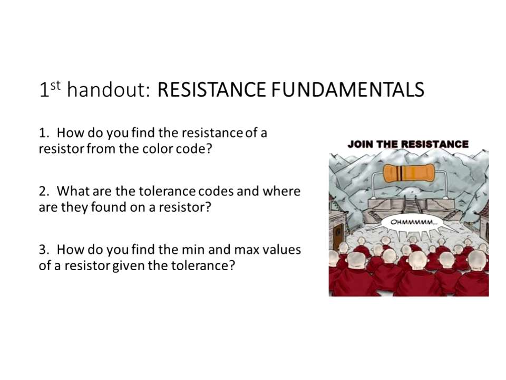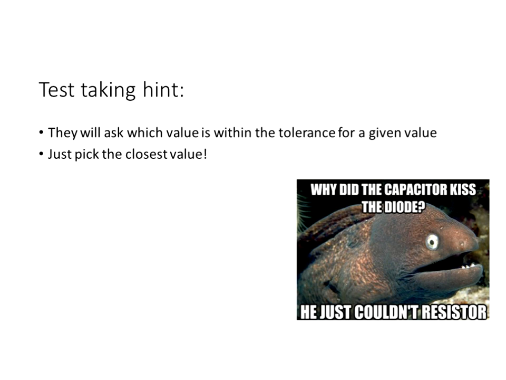Now, how do you find the minimum and maximum value of that resistor given the tolerance? Well, you take the resistor value and you multiply it by the tolerance in percent, and the percent will be in decimal form, and you add it and you subtract it from the resistor's value, and that gives you the min and max value. So that's how you find the tolerance.